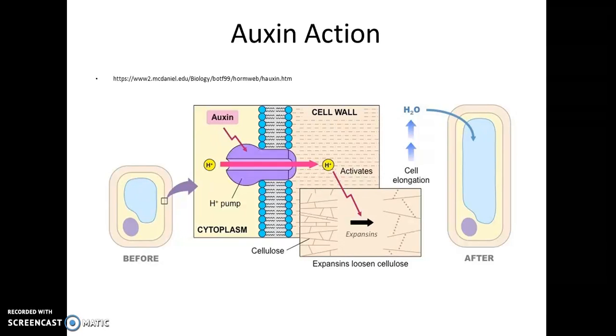So this is what happens: the auxins activate the hydrogen ion pump. Hydrogen ions move into the cell wall. The expansins will break down the cellulose cell wall, causing the cell wall to get bigger. Right, we get before and after, and then all of a sudden we have a larger cell.